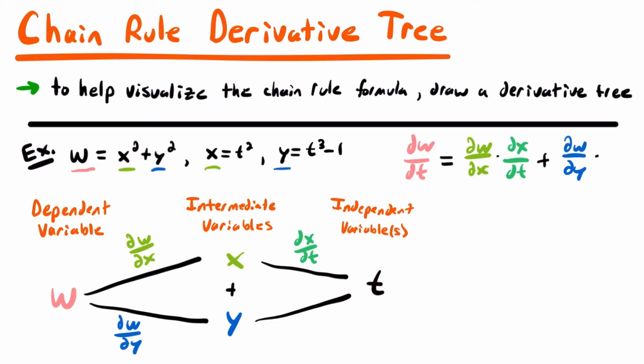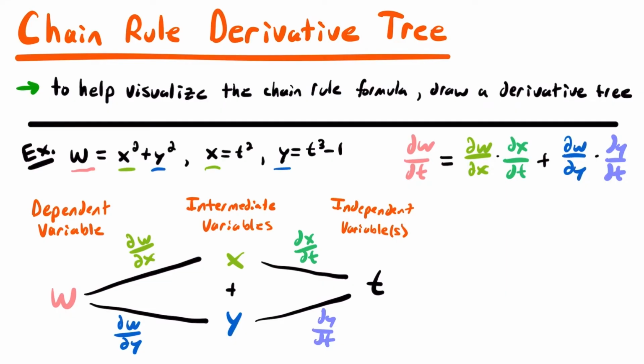And there's only one option, right? We can't go anywhere else. Y only leads to t, and so that means it will be a regular derivative. So that would be dy dt. And so that's what we would multiply by that partial derivative. Okay, and so now you can see we have developed that same chain rule formula from earlier. We didn't have to memorize it. Instead, we could just draw out this derivative tree and use that to help us form that equation.